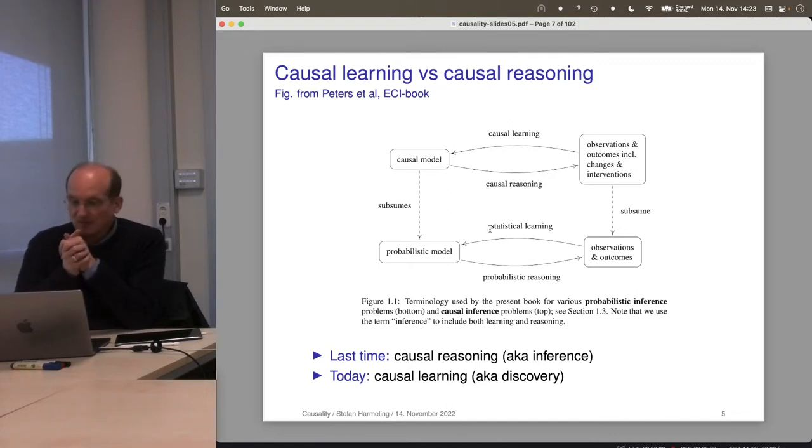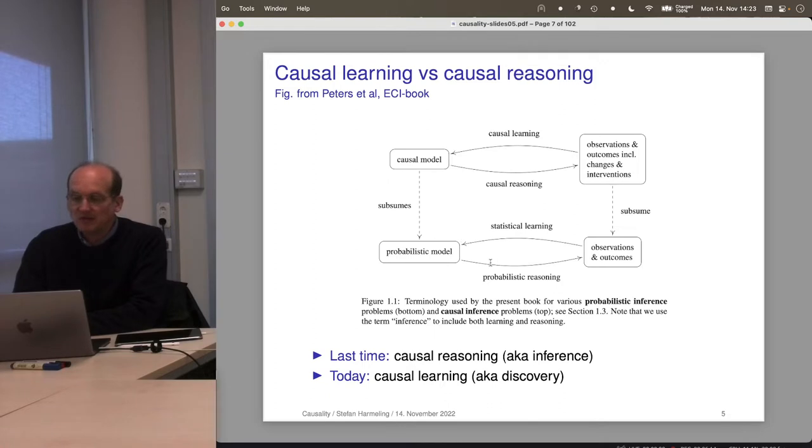So there's the probabilistic world, which is all about joint distributions. And from a probabilistic model, we can do probabilistic reasoning, which basically means we take the model, like with parameters, and then we can say something about what to expect. Expectations could be calculated that say what we expect to see in the world. And the other way around is that we have observations and we learn a probabilistic model. We estimate the parameters, or we get posterior distributions, or whatever you do for your probabilistic modeling. And that's typically called statistical learning.